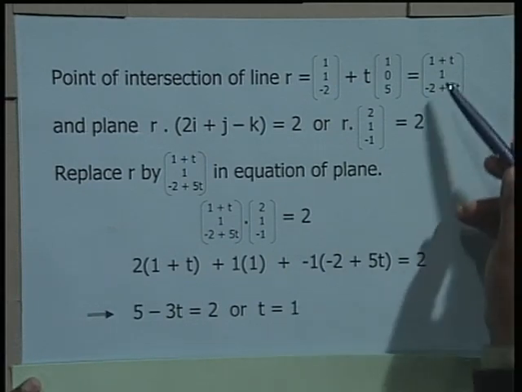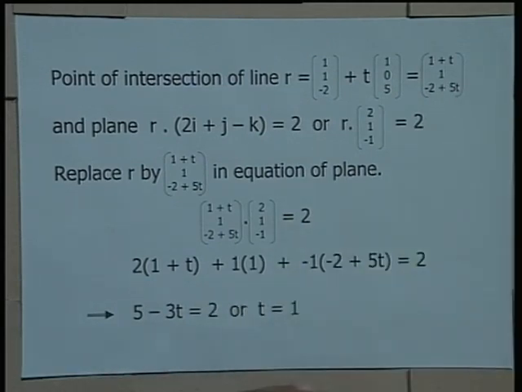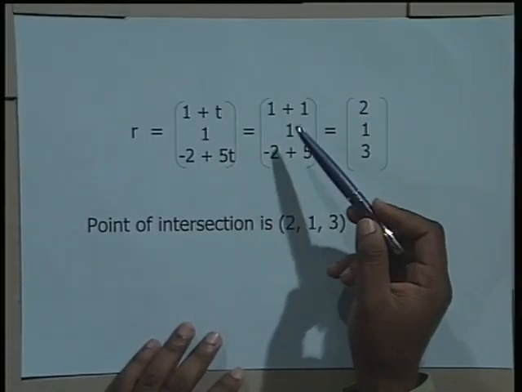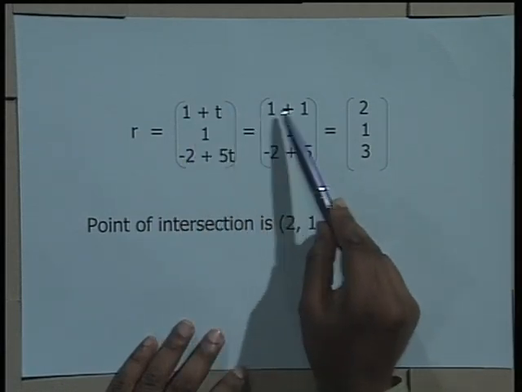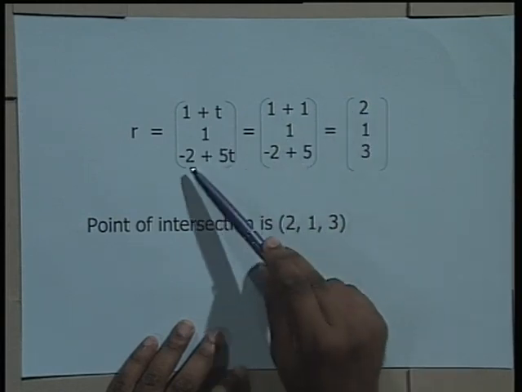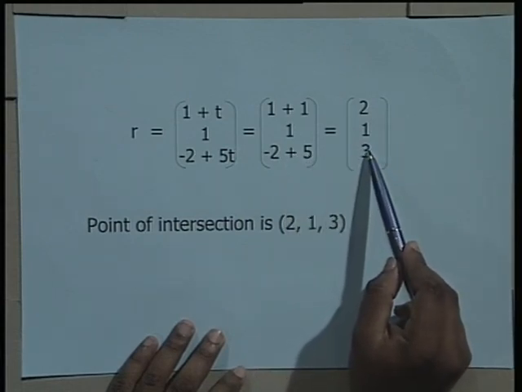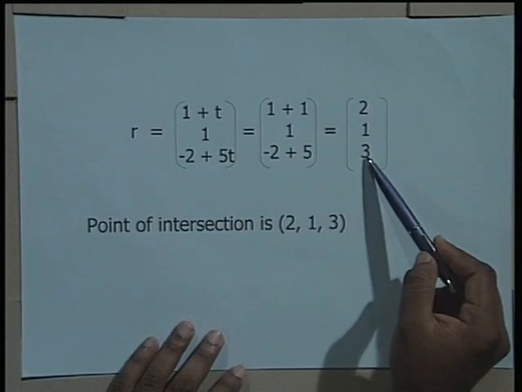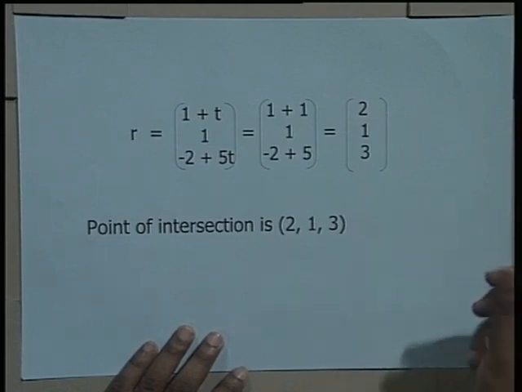So we will replace t by 1 in the vector equation of the line, in order to obtain the position vector of the point of intersection. So replacing t by 1, we obtain r equal to (1 + 1, 1, -2 + 5 times 1), which is (2, 1, 3). So this is the position vector of the point of intersection of the line and the plane. In terms of coordinates, we'll say that the point has coordinates (2, 1, 3).